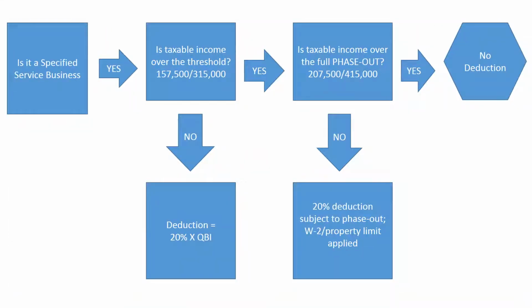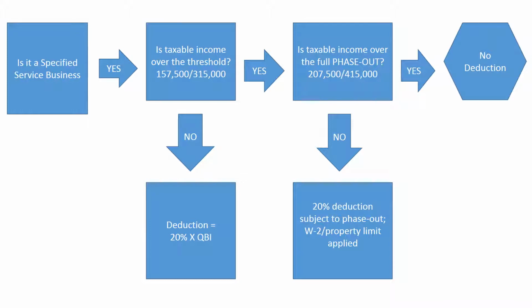As I mentioned in part 1 of the video, your deduction depends on the type of work you do. So you have to ask yourself, is it a specified service business? If the answer is yes, then you have to ask, is taxable income over the threshold, $157,500 for single and $315,000 for married filing joint? If the answer is no, then you get the full deduction, which is 20% of your QBI.